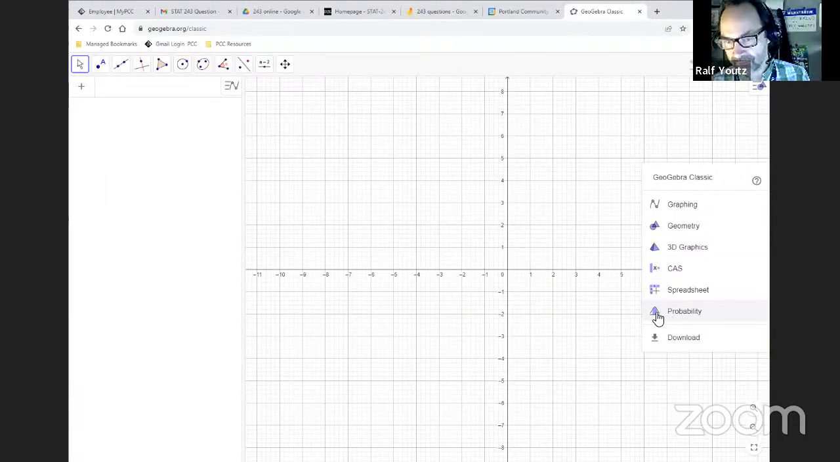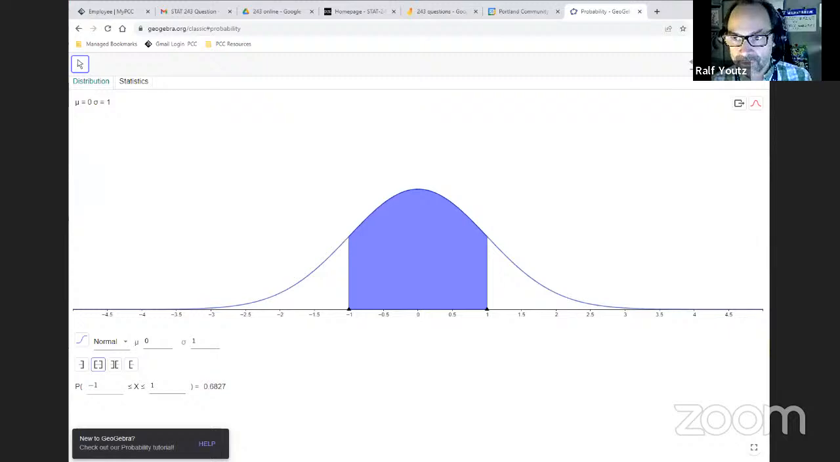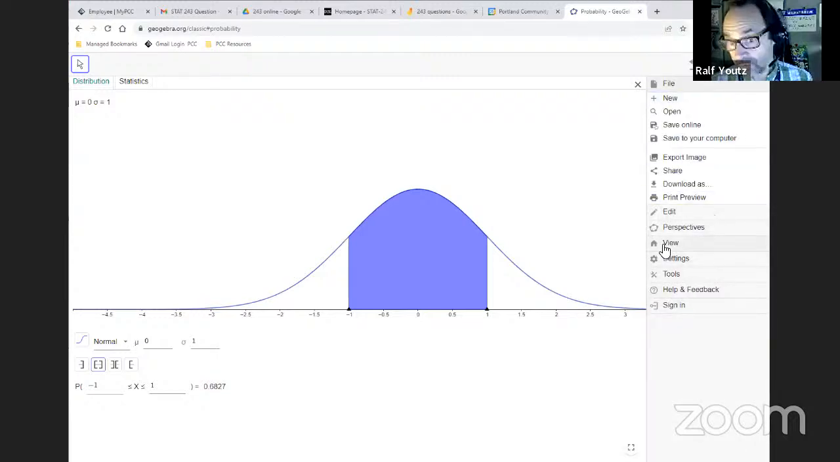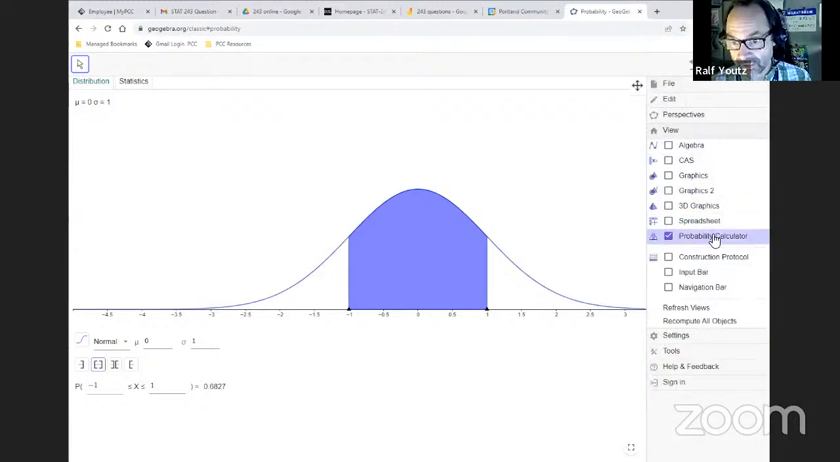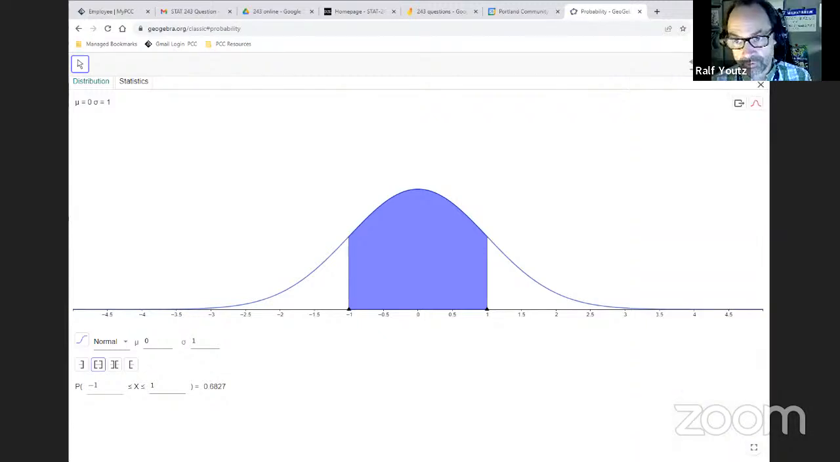Probability calculator. You can see the little normal distribution on the home screen usually. If it's not there to help you out as you log in, up in the main menu under View is where I usually go to get things. You can select what you like. Probability calculator, main menu in the upper right.